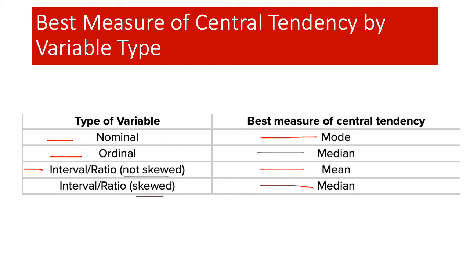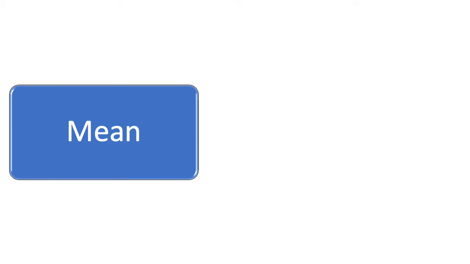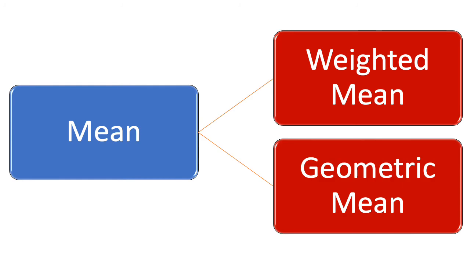Let's look at a few different ways of calculating the mean. The mean we just discussed in the previous section is called the arithmetic mean. There are two more types of means that we will cover in this lecture. The first is the weighted mean, and the second is the geometric mean.